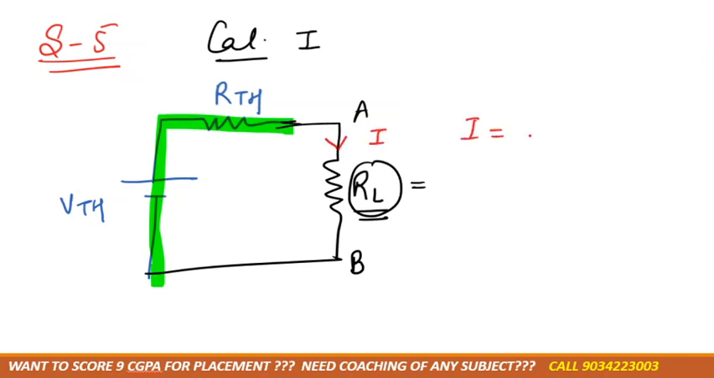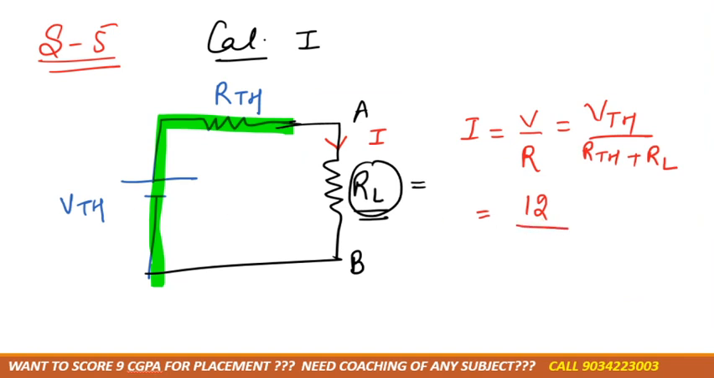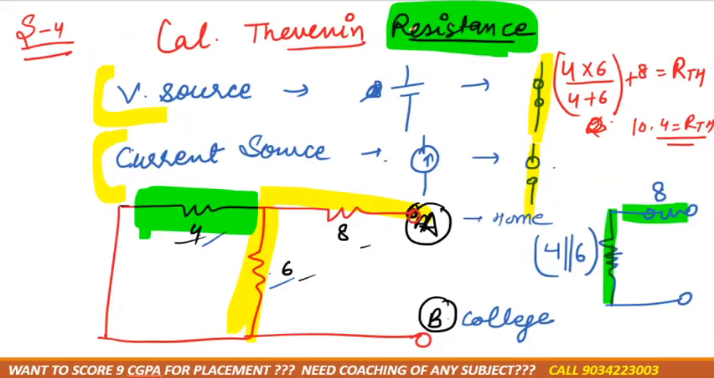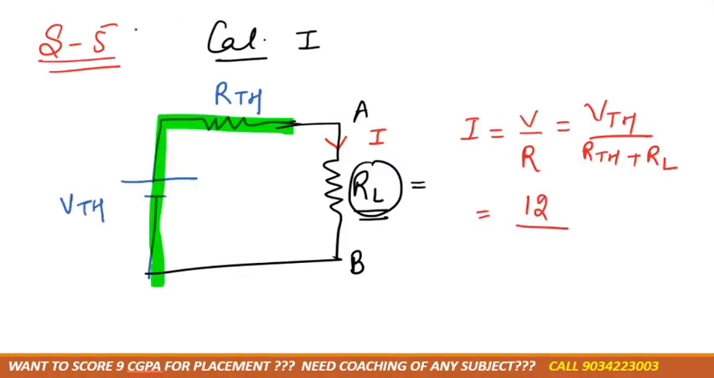In this case, we need to calculate current according to Ohm's law. I is equal to VTH over RTH plus RL. VTH we already calculated. VAB is VTH, correct. And RTH also we have calculated as 10, and RL is 10. Now you will get the final current. Solve it.